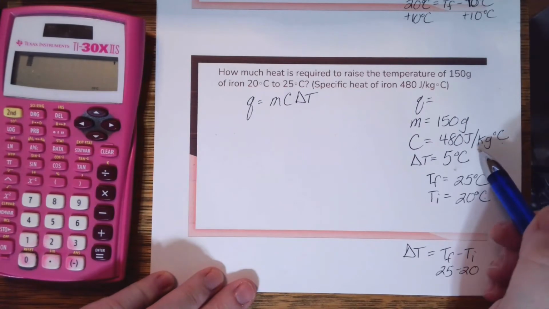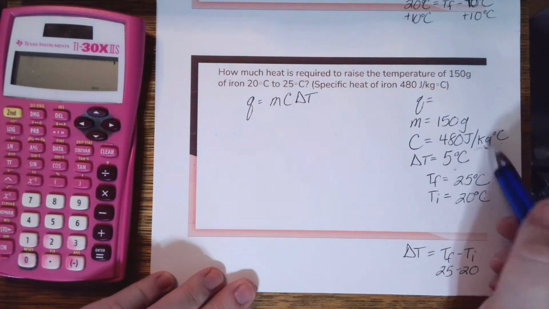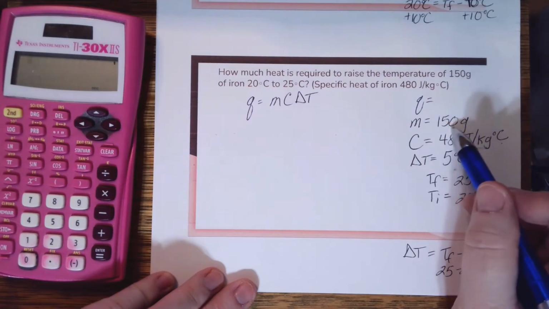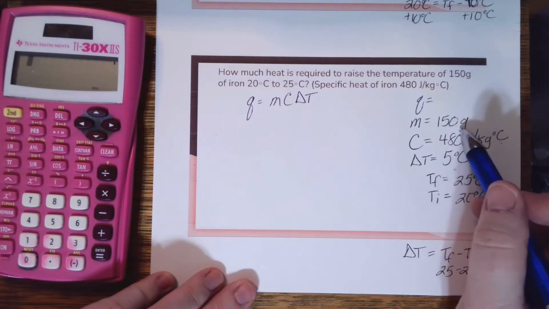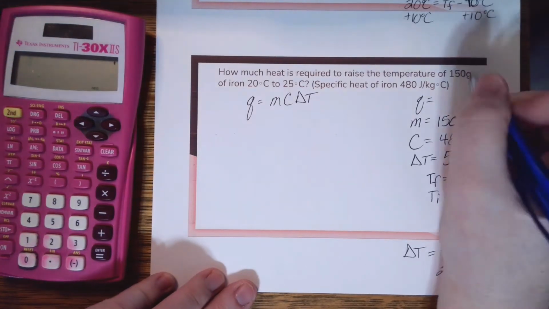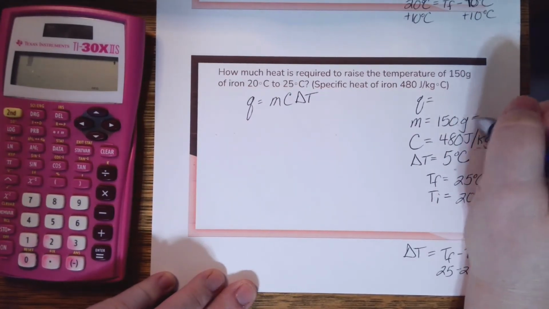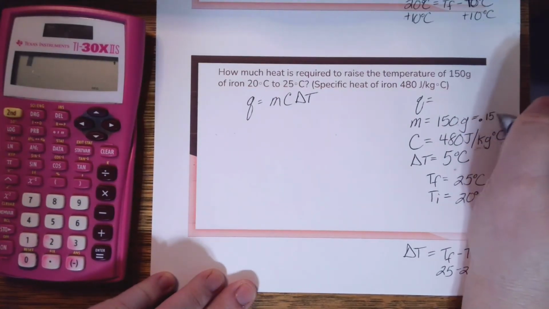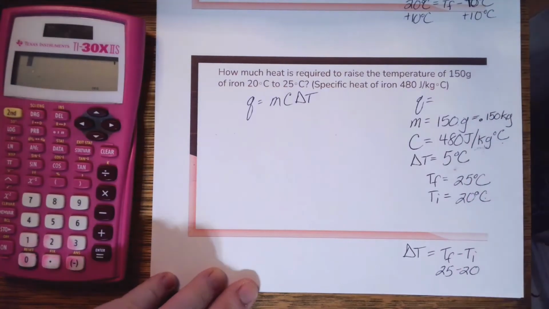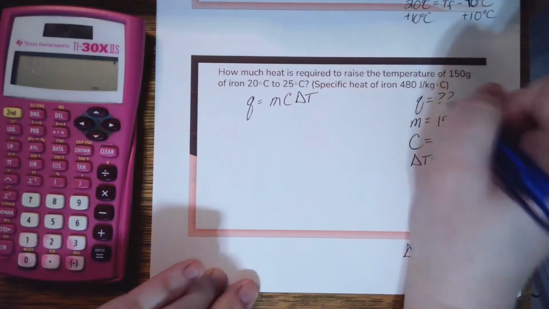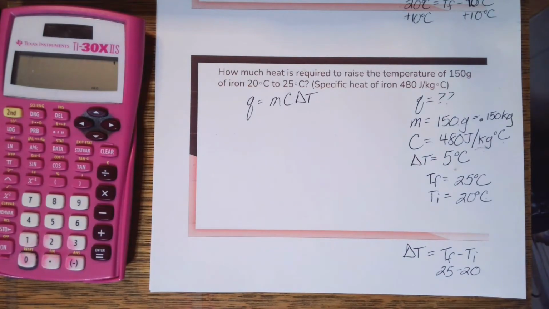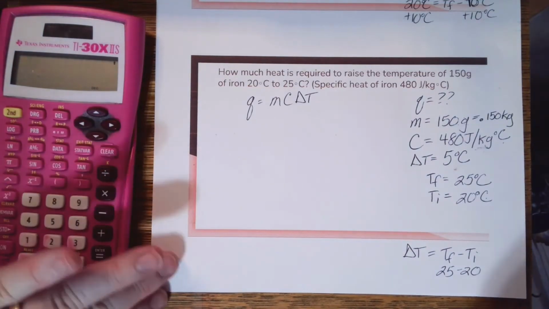I do have one problem here. See how this is in kilograms and this is in grams? I can't have those be different. That means I have to change this to kilograms. If you remember, changing from grams to kilograms means moving the decimal point 3 places. So I go 1, 2, 3. So this is 0.150 kilograms. That is important. If you don't do that, you're going to get the wrong answer. So you have to be careful, okay?